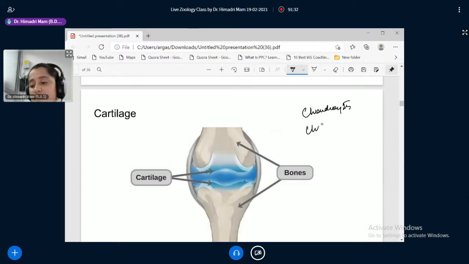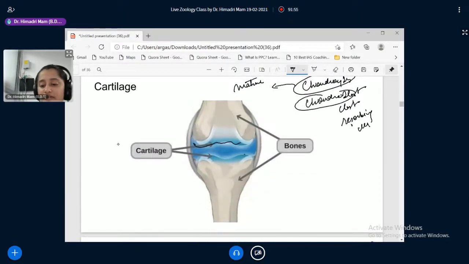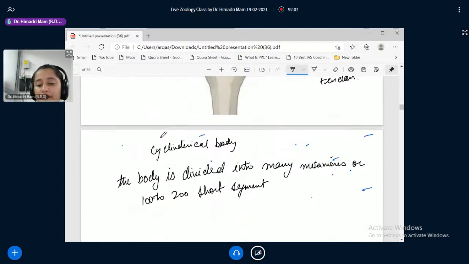Right. We have the cartilage formed by the chondrocytes. Then we have the chondroblast. Chondrocytes are the mature cartilaginous cells. Chondroblasts are the forming cells. Chondroclasts are the resorbing cells. Right. Now this bone and the cartilage. Right. We have the others also. We have the ligament. We have the tendon.